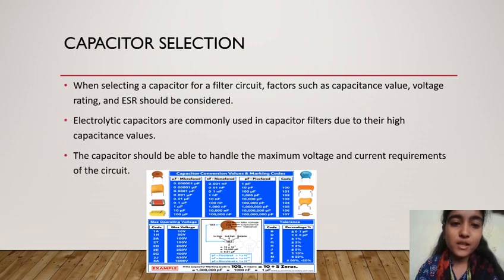And moving to capacitor selection, we are talking about the capacitor filter. We need to understand which type of capacitor we need to select. When selecting a capacitor for a filter circuit, factors such as capacitance value, voltage rating, and ESR should be considered. Electrolytic capacitors are commonly used in capacitor filters due to their high capacitance values. The capacitor should be able to handle the maximum voltage and current requirements of the circuit. So this is very important because sometimes more voltage has to be maintained, and due to fluctuations, electrical issues will happen.